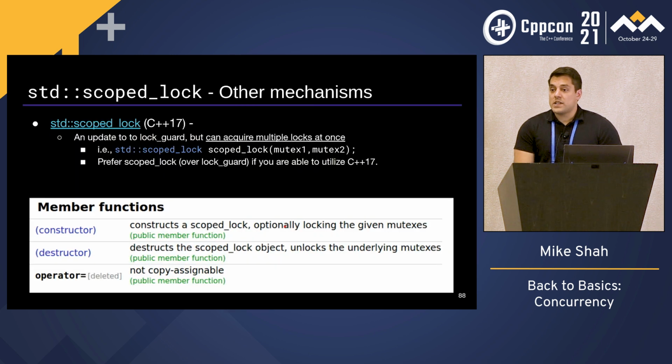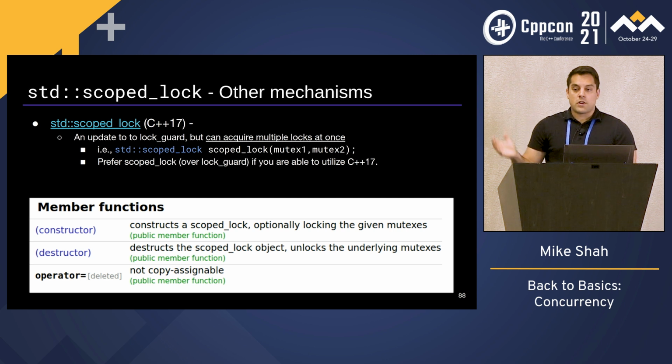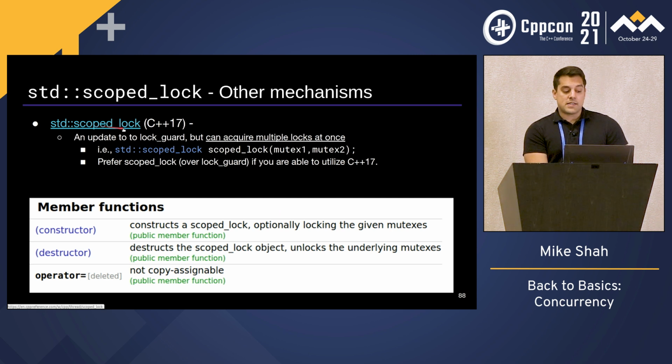Now, if you're able to use C++17, so you've got a newer code base or newer compilers available, you can use a scoped lock. It's very similar to lockguard, right? If we look at the member functions and what's available, but we're allowed to have several mutexes here. So this simplifies things a little bit if we're using multiple locks in our code, and again, able to use these RAII principles. So again, if you have a newer code base, probably prefer scoped lock here.